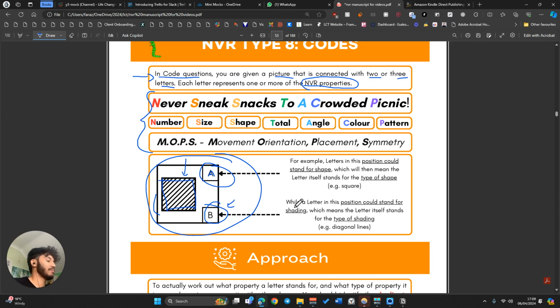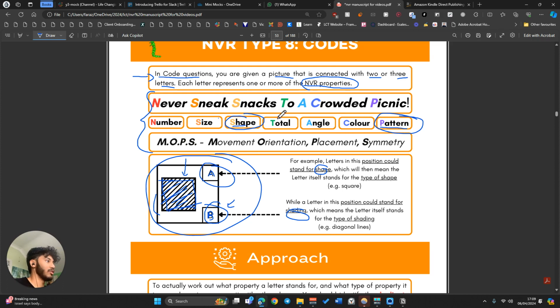Same thing for the bottom one. What it's saying is the letter in this position could stand for the shading, and then of course B would then mean that the shading has to be diagonal. And just to recap, shading and shape are just two types of NVR properties. Instead of saying shading on our mnemonic here, it says pattern, but it's the same idea.